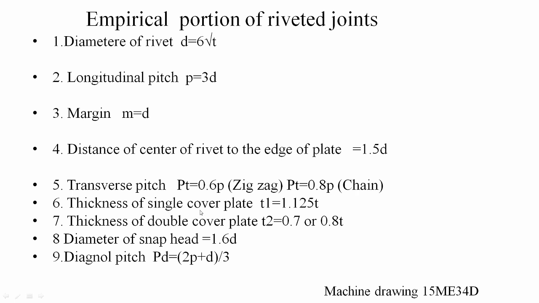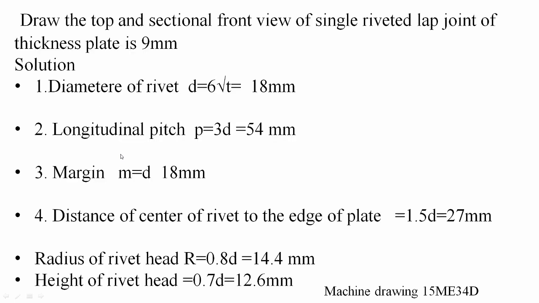The thickness of the single cover plate T1 equals 1.125 T, and the thickness of the double cover plate equals 0.7 or 0.8 T. The diameter of the snap head is 1.6 times the diameter, and the diagonal pitch PD equals (2 times the pitch plus D) divided by 3. These formulas will come for all riveted joints, which include lap joint, butt joint, single cover plate, and double cover plate. Today we'll solve a simple problem on a single riveted lap joint of thickness 9 mm.